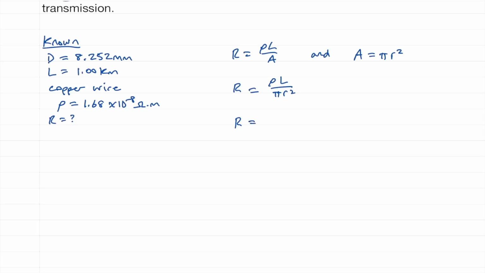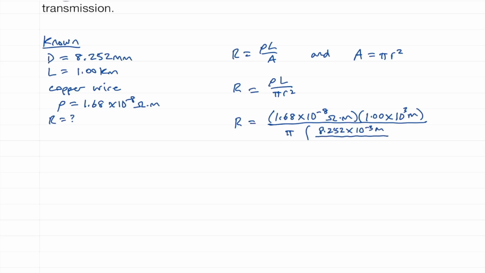So, resistance: rho, 1.68 times 10 to the minus 8 ohm meters, times the length of 1 kilometer. We need to convert that to meters, so replace the k with a times 10 cubed. Now we have meters. Divide all that by pi. Then we need the 8.252. First, we need it in meters, so replace the little m with 10 to the minus 3. Then we need a radius. We have a diameter, so we need to cut it in half, and we need to square it.